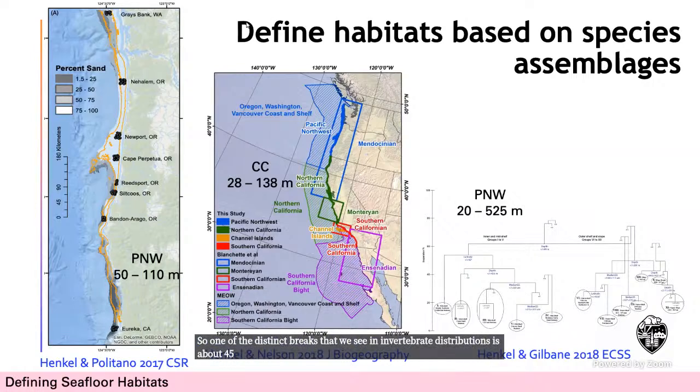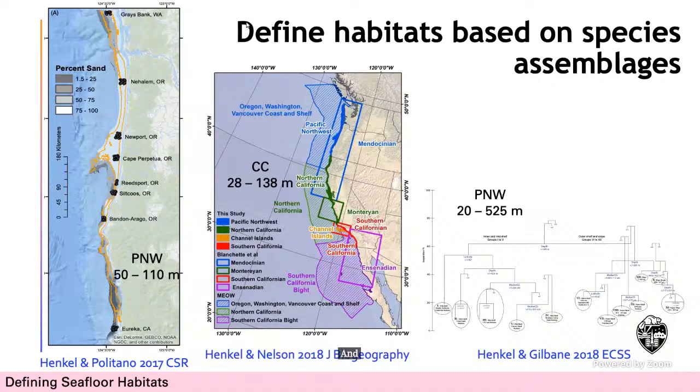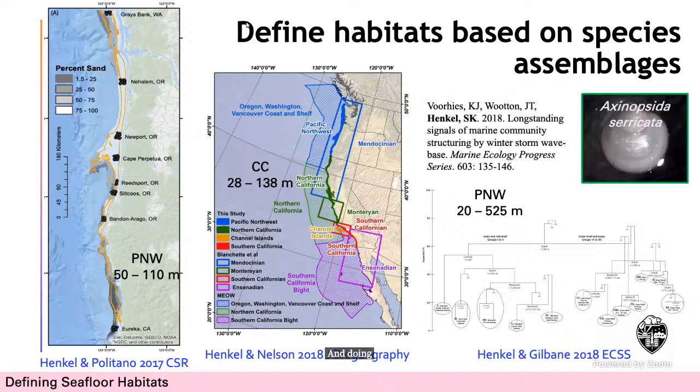In these three studies, we mostly were looking at environmental correlates, but in some cases we've actually been able to get at the mechanism. So one of the distinct breaks that we see in invertebrate distributions is about 45 to 50 meters water depth. It's pretty consistent, and doing a little bit more investigation, we determined that that was likely driven by the winter storm wave base. So the depth at which the energy from winter storms can be felt on the bottom, and if you're an organism deeper than that, you're not going to be affected by the mixing from winter storms.